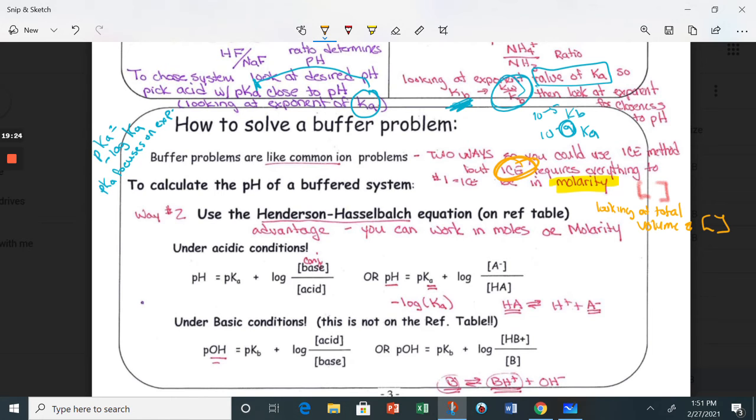My favorite is the Henderson-Hasselbalch, and I just call it HH. Henderson-Hasselbalch is my favorite. All right, now this version is on the reference table. Your base version is not on the reference table, so you have to either memorize this or be able to come up with it.